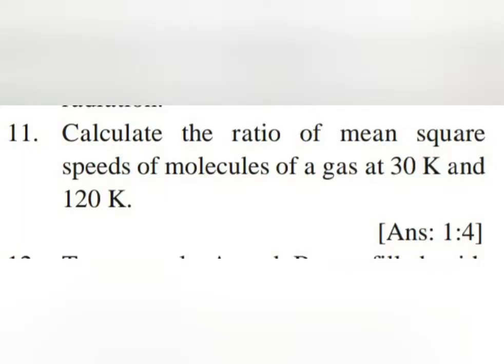So let's welcome, students. Here we are solving the exercise questions. Let's take question number 11. Calculate the ratio of mean square speed of molecules of a gas at 30 Kelvin and 120 Kelvin. It means, students, we have to find the ratio of the mean square speed, that is the velocity of the gas molecules, where the temperature is 30 Kelvin and 120 Kelvin.